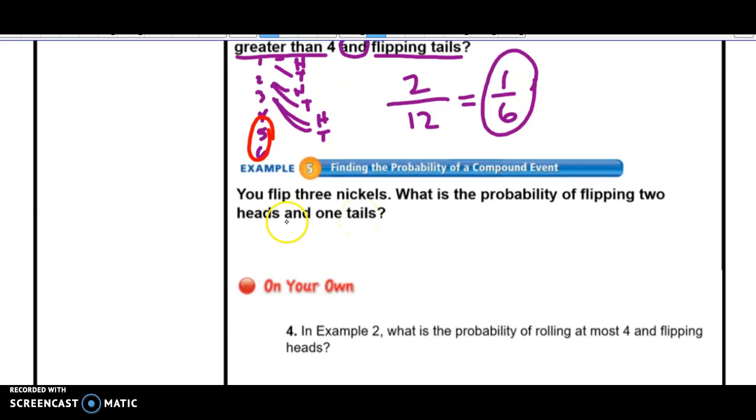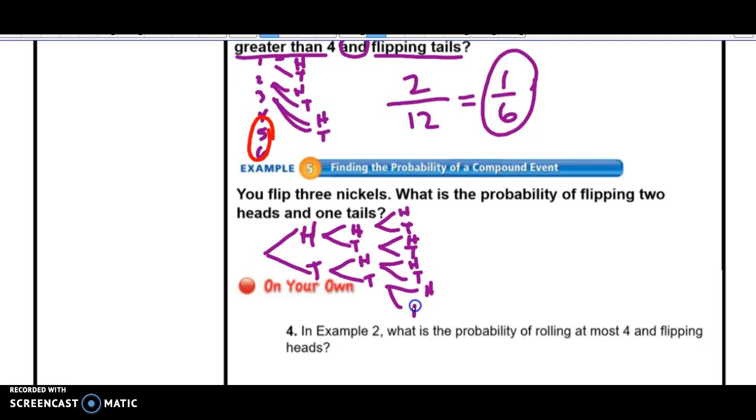So on my first flip, I'm going to get heads or I'm going to get tails, right? If I flip heads on my second turn, I can get heads again, or I can still get tails again. On my third flip of the coin, I still have the option of getting heads or tails on each flip. So that gives me a total of 8 options here, right? 8 total possible outcomes.